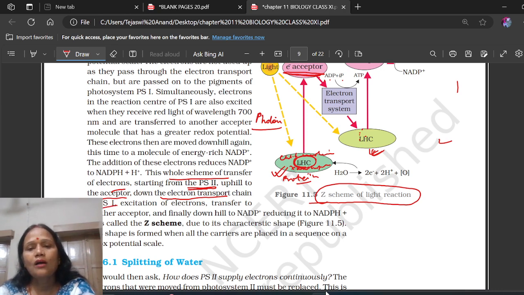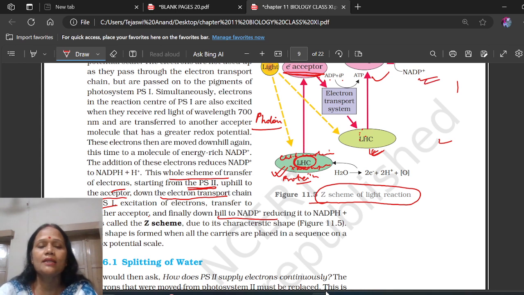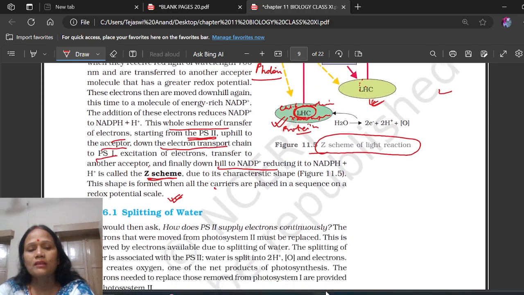ये कहाँ जा रहा है, डाउन करके फिर PS1 पे जा रहा है और PS1 में जाकर क्या हो रहा है, फाइनली डाउन हिल टू NADP, फिर वहां से NADP के पास गया, NADPH बन गया. तो दिस इज कॉल्ड जेड स्कीम ऑफ लाइट रिएक्शन and due to its characteristic shape, this shape is formed when all the carriers are placed in a sequence on redox potential scale.